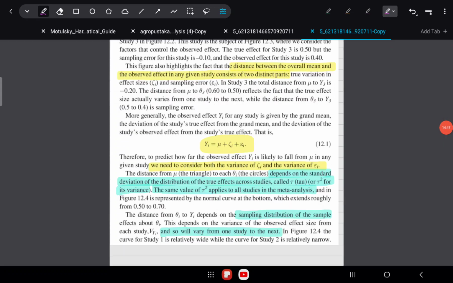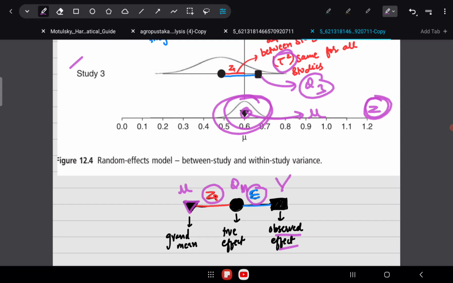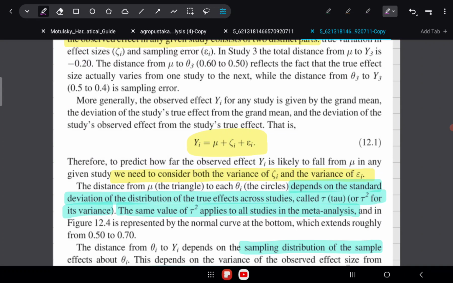So to denote this concept again in the form of an equation, you can say that the observed effect of the study, or the y, is equal to the mean of the distribution of the true effects plus zeta, plus epsilon, right? I hope this makes sense. Y, which is observed effect, will be equal to mu plus zeta plus epsilon. So it is equal to the grand mean of the distribution plus zeta, which is due to between study variance, and epsilon, which is due to sampling error.